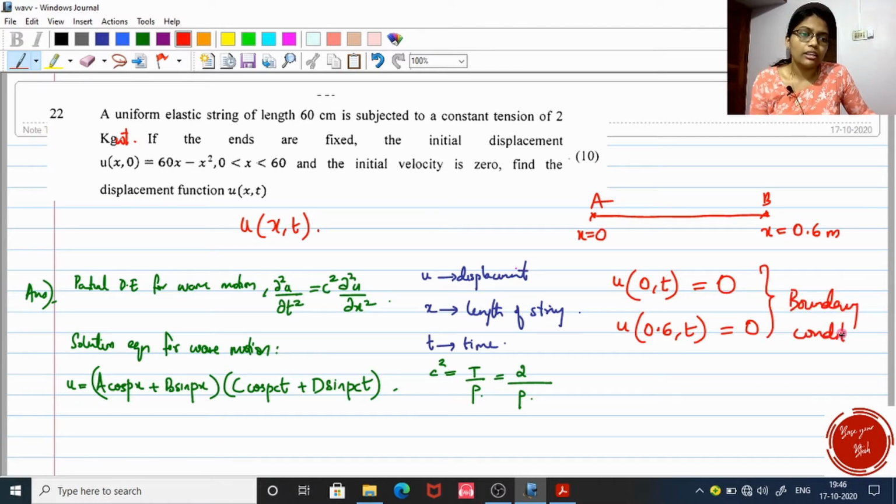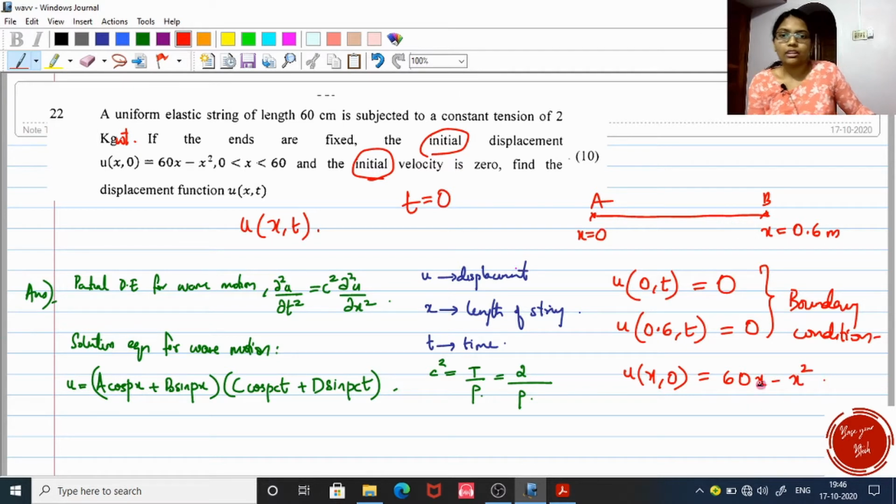So this is actually called the boundary conditions. Why? Because here x that we took is the boundary, the endpoints of the string. And next, it is directly given the initial displacement u of x comma 0. As I have said, the term initial indicates t is equal to 0. So it is given directly that u of x comma 0, at initial time, is a function 60x minus x square.